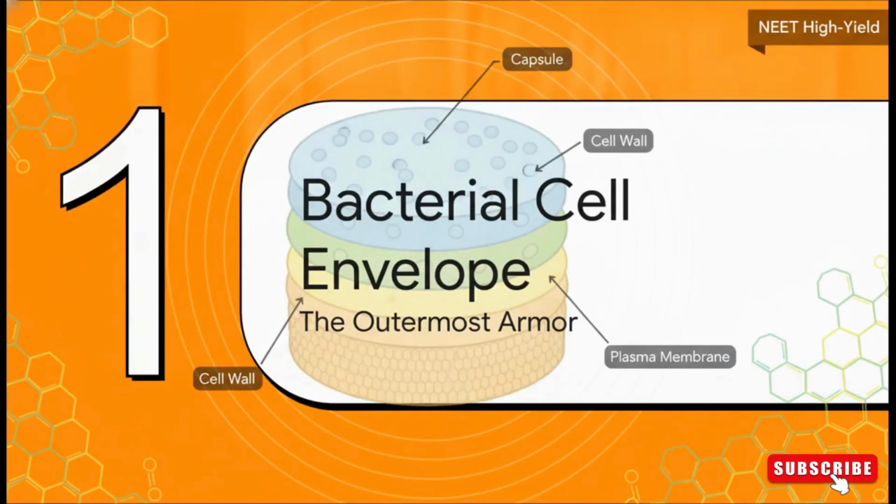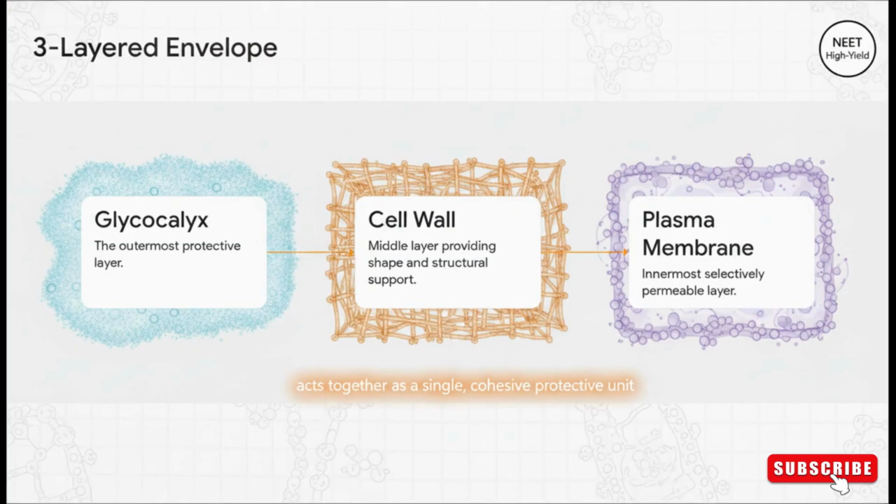Section 1. The bacterial cell envelope. Let's look at their outermost armor. Most prokaryotic cells, especially bacterial cells, have a chemically complex cell envelope. Think of it as a tightly bound, 3-layered suit of armor. The absolute outermost layer is called the glycocalyx. Right beneath that is the cell wall, and the innermost layer of this envelope is the plasma membrane. Even though each layer does its own specific job, it's super important to remember they all team up to act as one single cohesive protective unit.